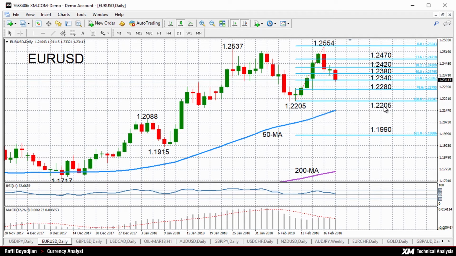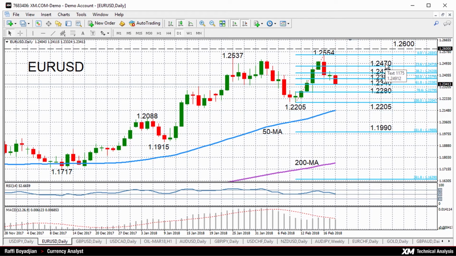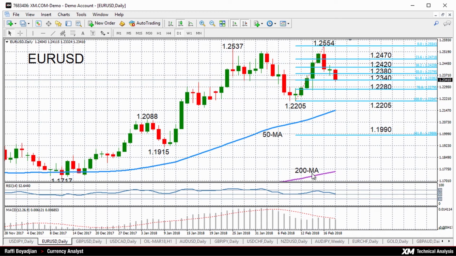and then below that we have the 1.22 handle, not too far from the 50-day moving average, currently around 1.2150. To the upside, resistance will likely come from around the 38.2% Fibonacci retracement at 1.2420. Above that, we have the 23.6% Fibonacci retracement at 1.2470, and a break above that level could then open the way towards fresh 3-year highs. We had another one last Friday at 1.2554.